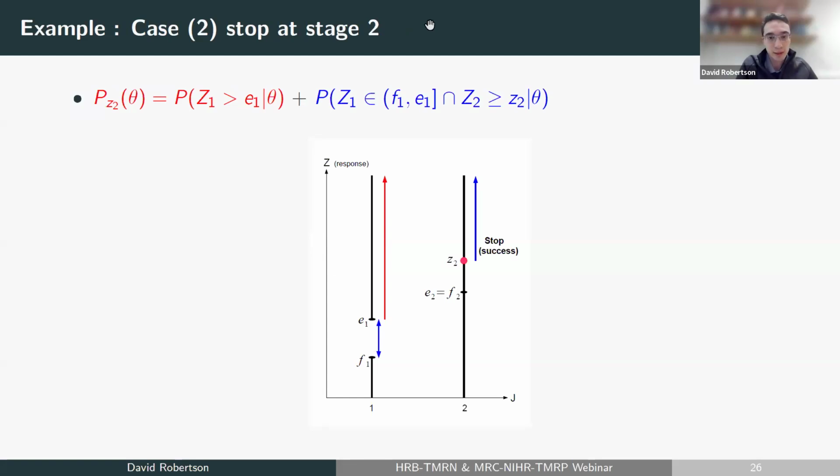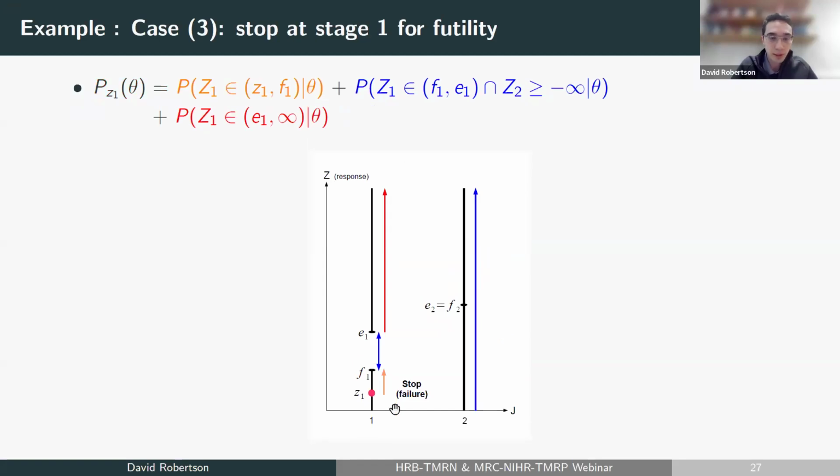If we now imagine we continue to stage 2 and observed a value Z2, what's more extreme evidence against the null? So either we can have stopped at stage 1 for efficacy, or we did continue to stage 2, but we observed a larger test statistic than what was actually observed. So those are those two terms. And that's regardless of whether we stop for success or failure, and the equation remains the same.